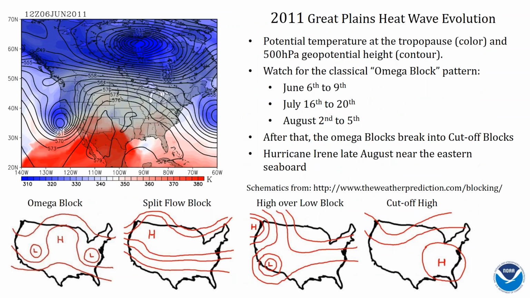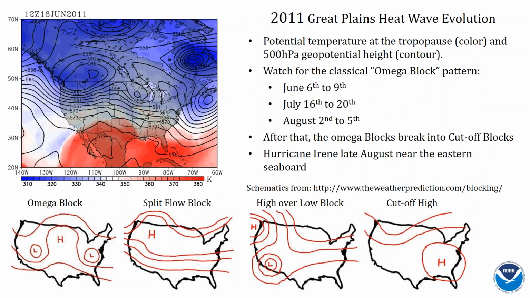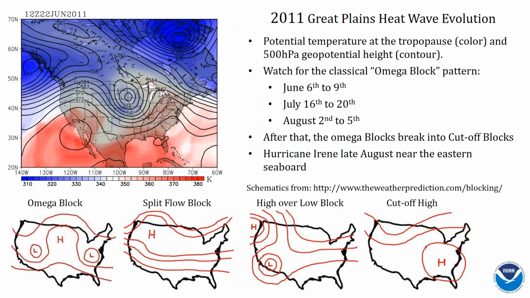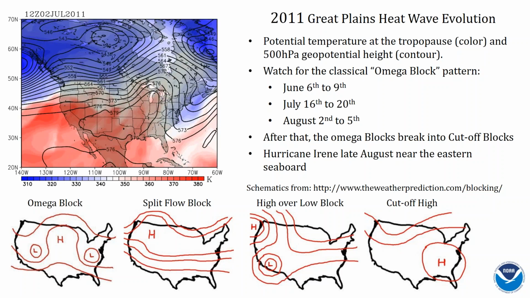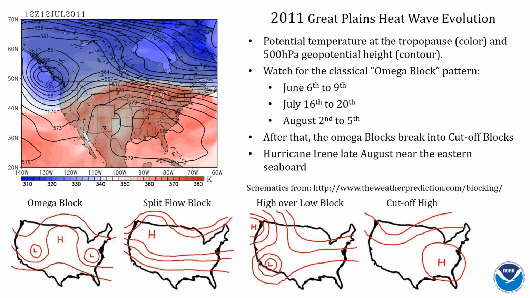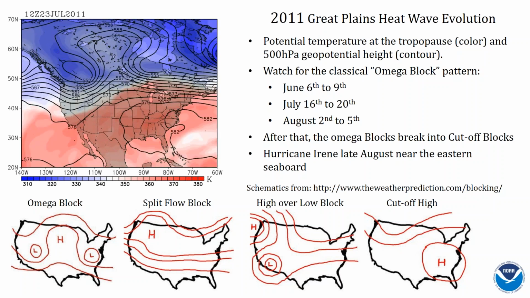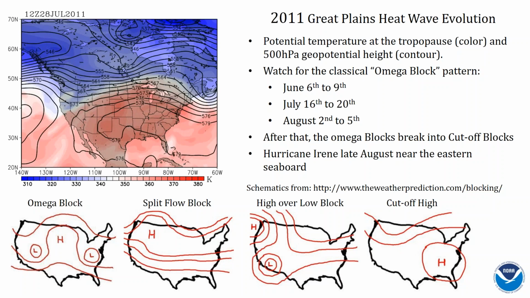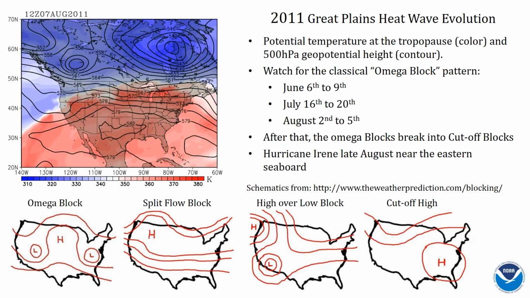This is a movie for the 2011 case. And on the bottom, these are schematic diagrams of stagnant weather, what we call blocks. One is the omega block, a split flow block, high over low, as well as a cutoff high. These are typical blocking patterns which persist for a long time associated with heat waves. The most common in the summer are the omega block and the cutoff high. The two middle ones are often more common in the winter.